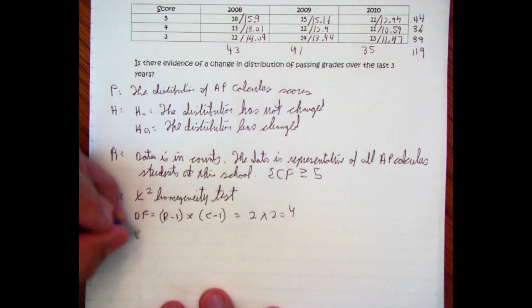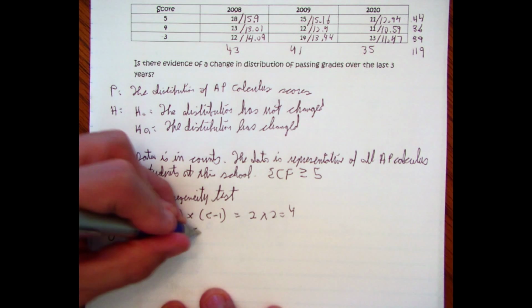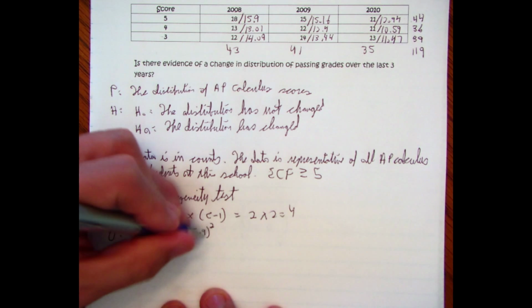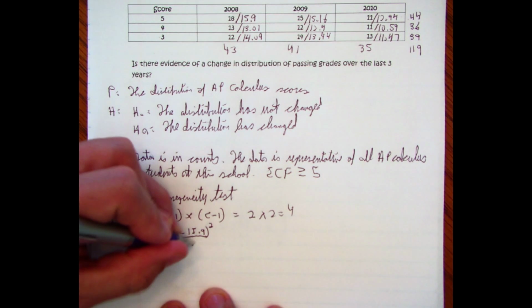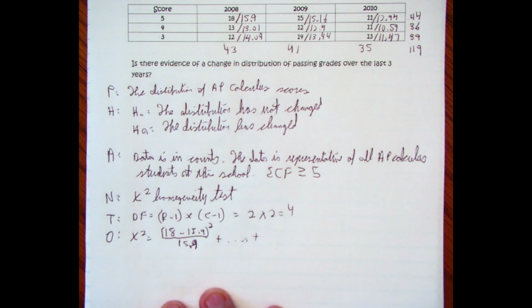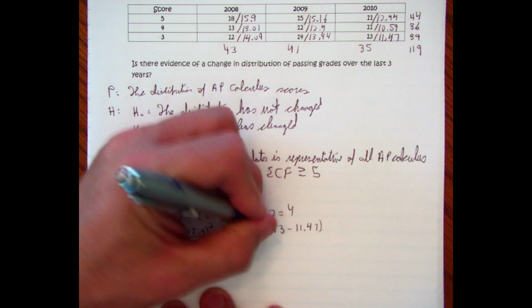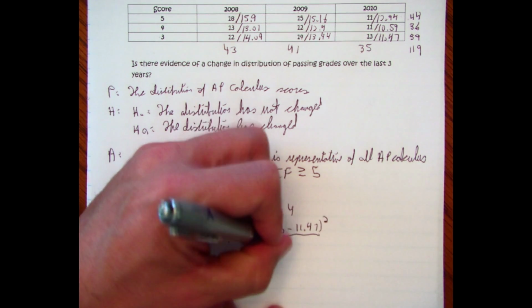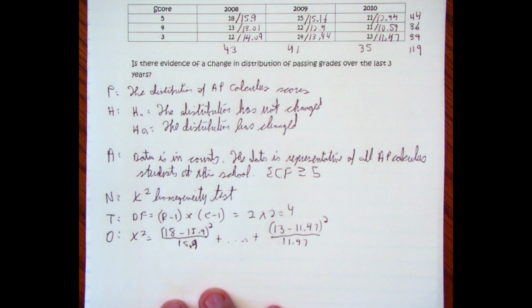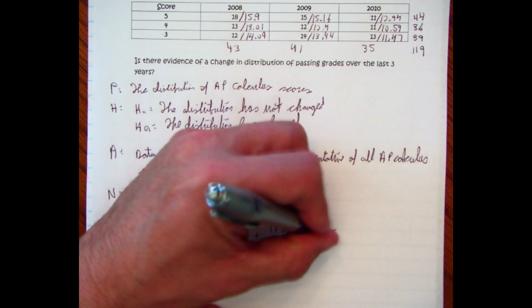So we're going to put down that chi-squared equals, and I'm going to put down the first one: observed is 18, minus expected of 15.9, quantity squared over 15.9. And then I'm going to say, let's add that all the way to the last one, and that would be 13 minus 11.47, quantity squared over 11.47. And what does that equal? I don't know yet. We'll figure it out. Let's put an equal sign there.